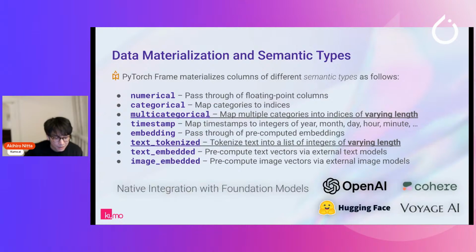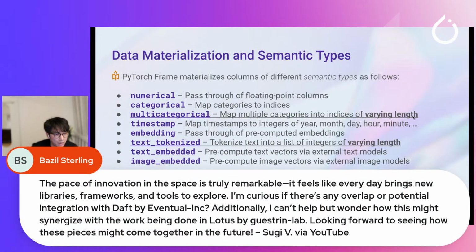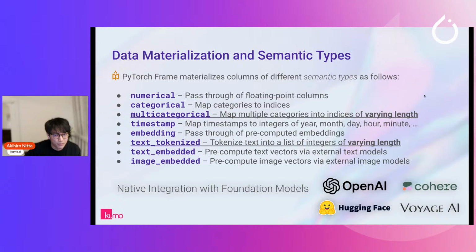And another thing that I want to point out is that these two semantic types have varying length in nature. So a multi-categorical column might have, in one table, a product tags column, and the number of tags in each cell might differ from each other. And it also applies to text tokenized as well.